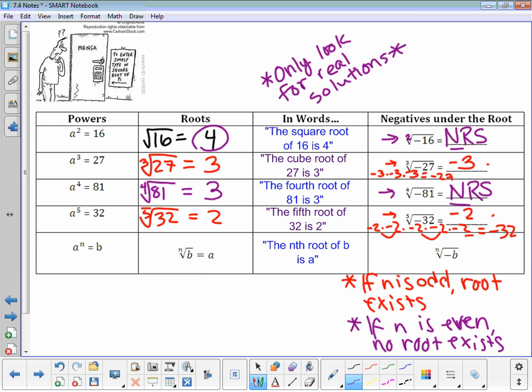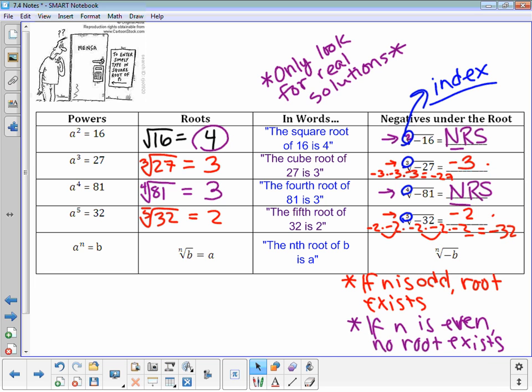Okay, and just so we are all on the same page, when we look at these little numbers here, the 5, the 4, the 3, and the 2, those are called the index. So when I say an index of 3, that's what I'm talking about there. Let's take a look at some examples.